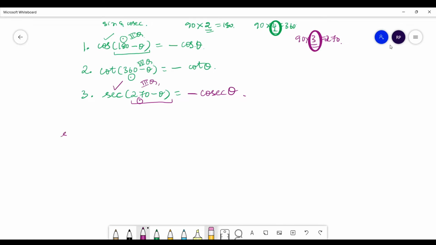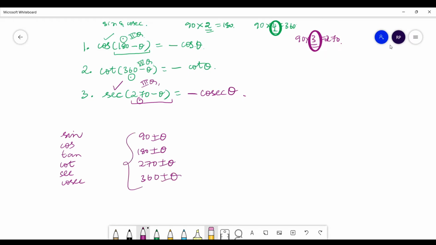So like this, if you write sine, cos, tan, cot, secant and cosecant for all angles, 90 plus or minus theta, 180 plus or minus theta, 270 plus or minus theta, 360 plus or minus theta, for all 8 angles, if you write all the 6 functions and just make a table and keep it and revise it every day, it will be more clear. No need to learn by heart, you just have to know the 3 main steps: what to do, when is it positive, when should I change the function, etc. If you know this, your work is going to be very easy.